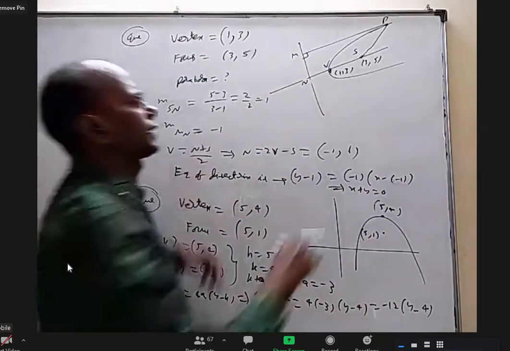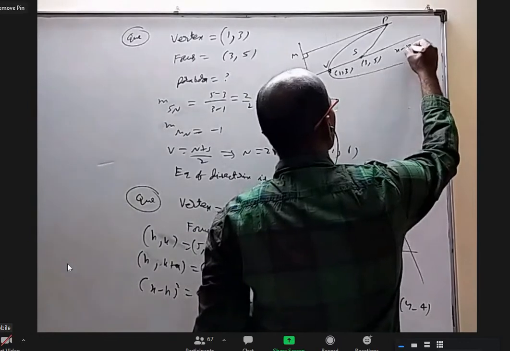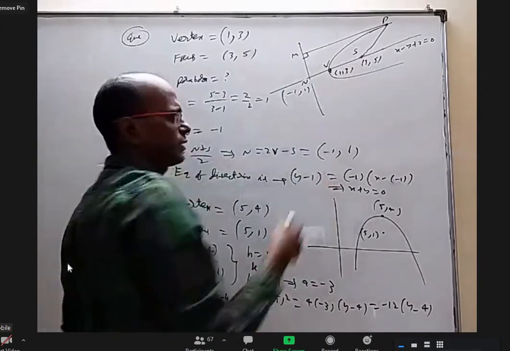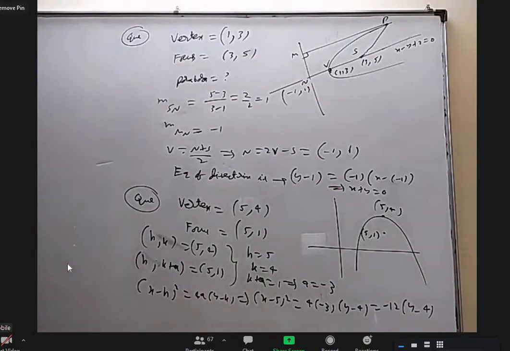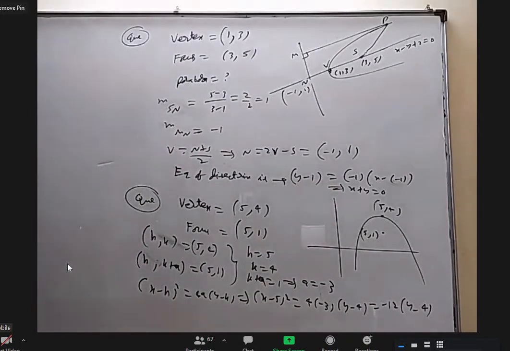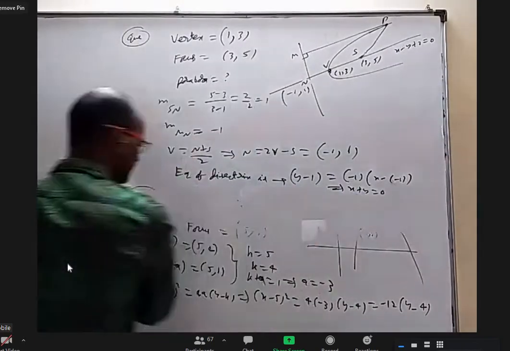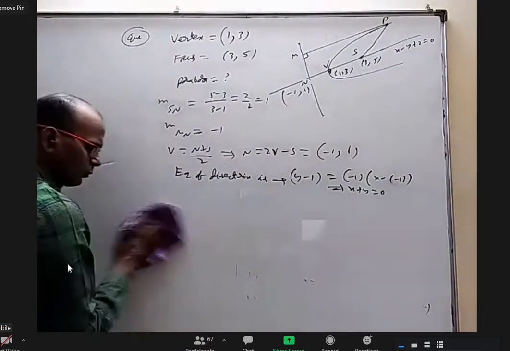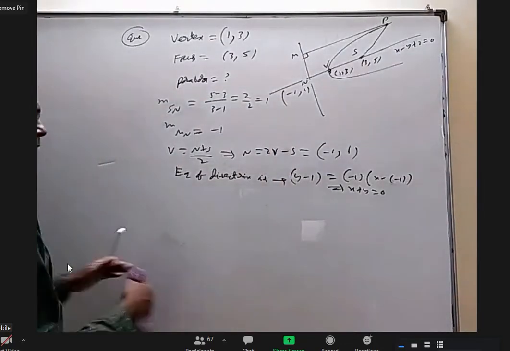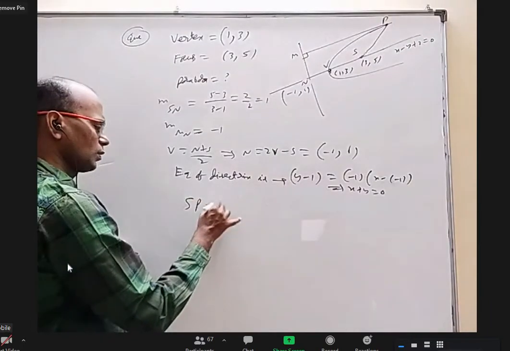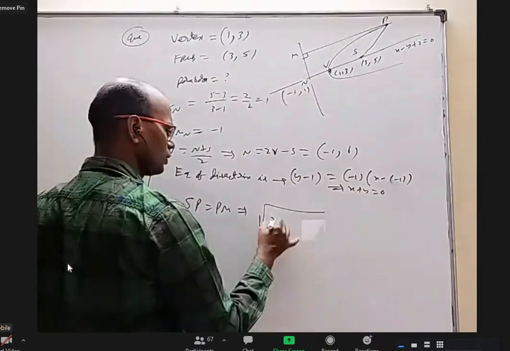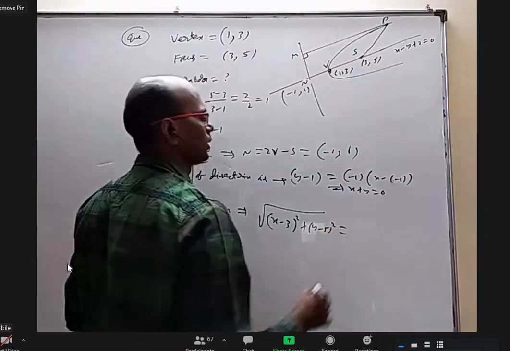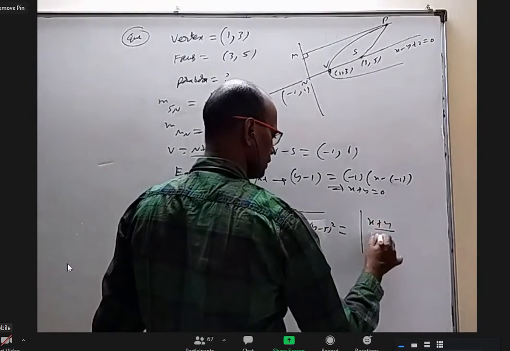Okay, so actually the axis line equation is x minus y plus 2 equal to 0. This point we got it as minus 1 comma 1. This line is x plus y equal to 0. You know focus and you know directrix. You can use SP equal to PM. So SP is equal to PM. Root over x minus 3 whole square plus y minus 5 whole square. And this is x plus y by root 2.